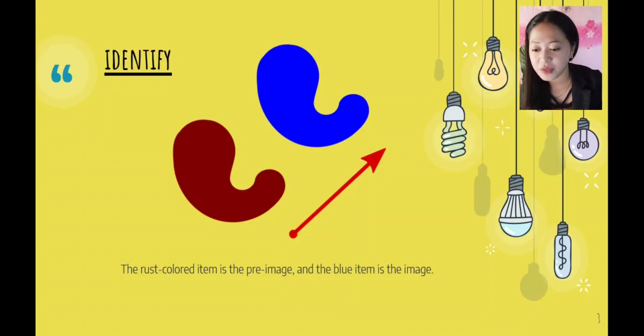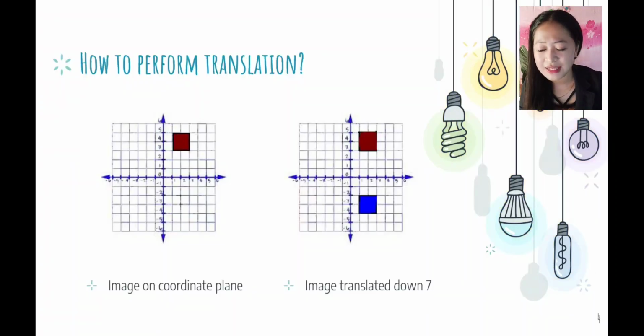In the picture, the rust colored item is the pre-image, and the blue item is the image. We know this because the arrow tells us the direction in which the image was moved. For other images, you might be told which is the pre-image, or you might be asked to find either the pre-image from the image or vice versa. Next, how to perform translations.